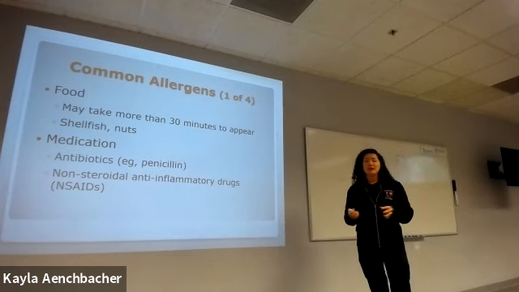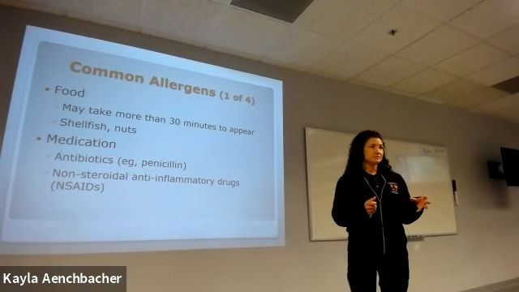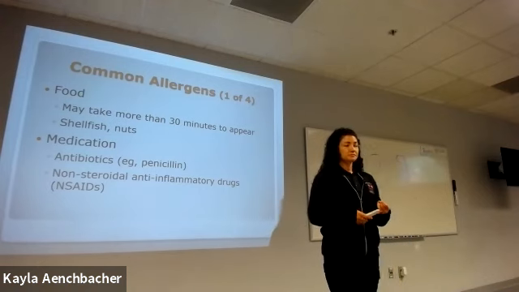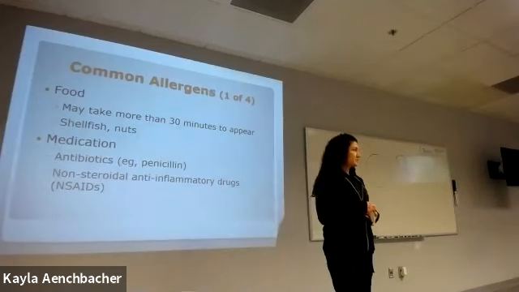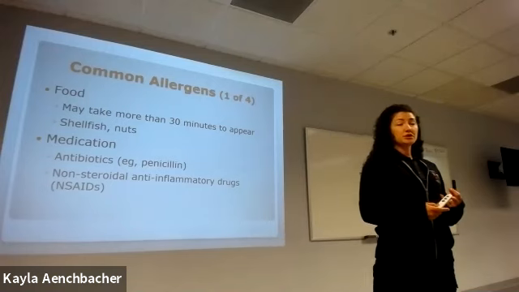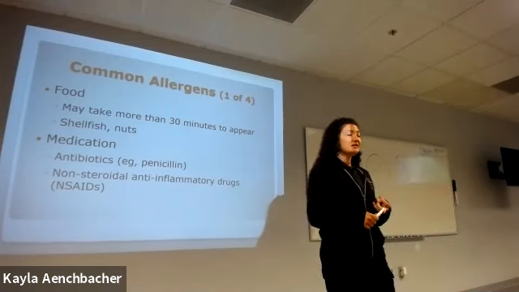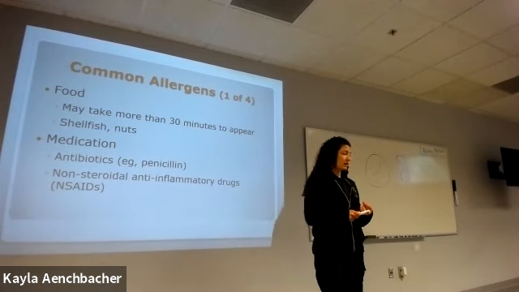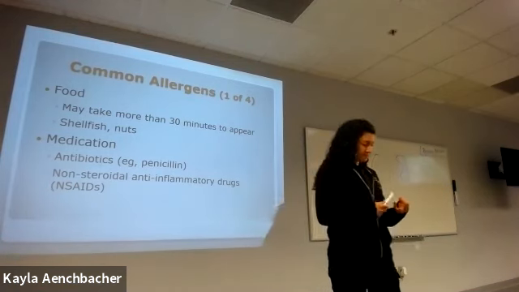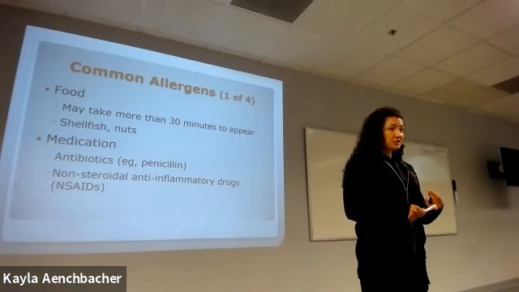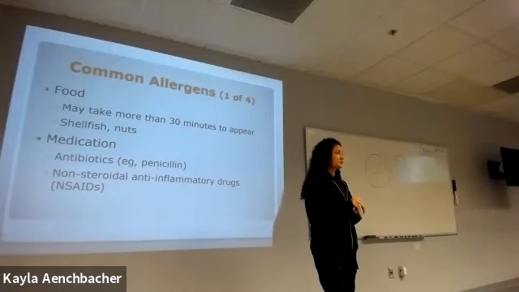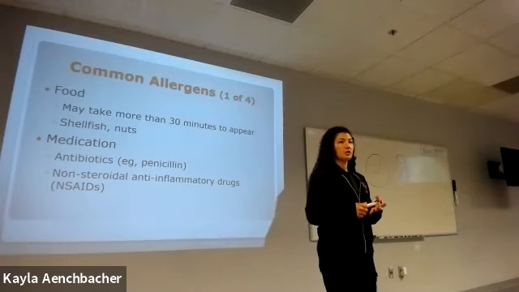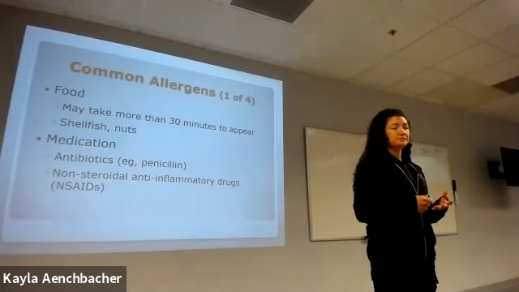Guys, there's 3 main groups of allergens. Okay, food, medication, and environmental. So food, your common ones are going to be nuts, peanuts, pine nuts, anything like that are very common these days. Shellfish, any type of shellfish like crab, lobster, crawfish, shrimp. Those are your 2 main, the very popular nuts and shellfish.